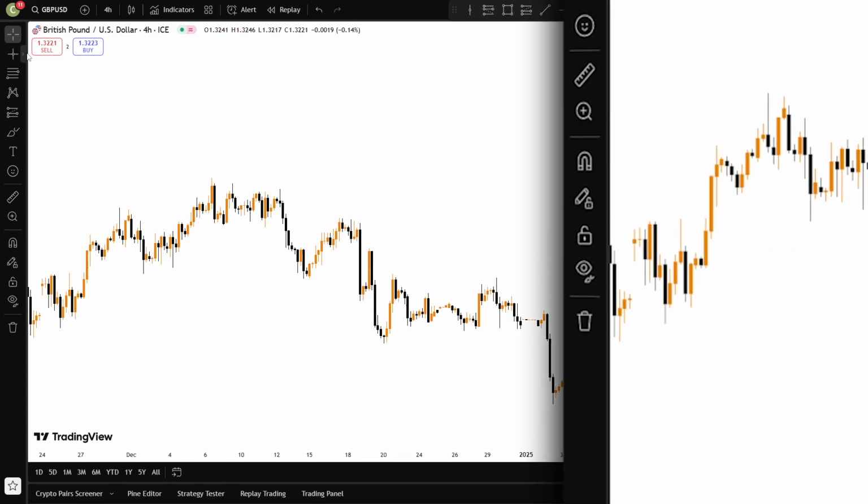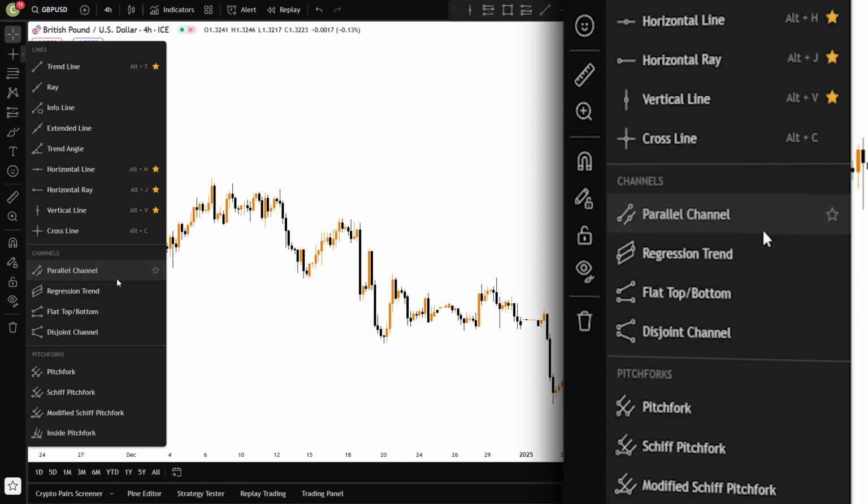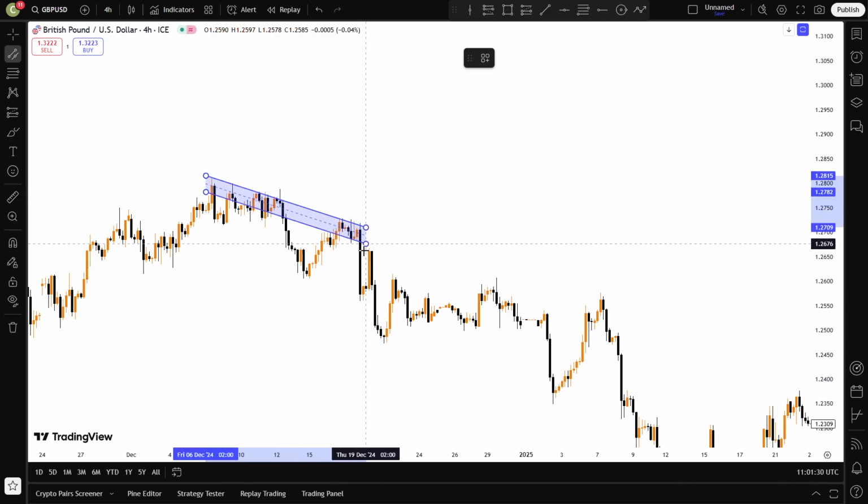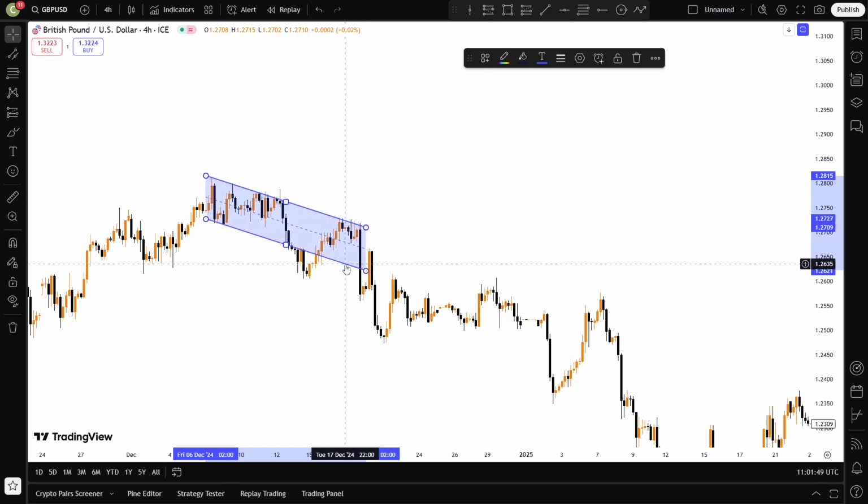Now moving on to the channels section. Under the channels, we have the parallel channel, the regression trend, the flat top or bottom, and the disjoint channel. The channels are used to mark parallel line movements, and the first one is the parallel channel. This one will help you to create a trend line at the top and at the bottom in a parallel form. When you click to create a trend line, you can just move down or up to create your channel. And as you can see, it creates a line in between to fill the middle zone.